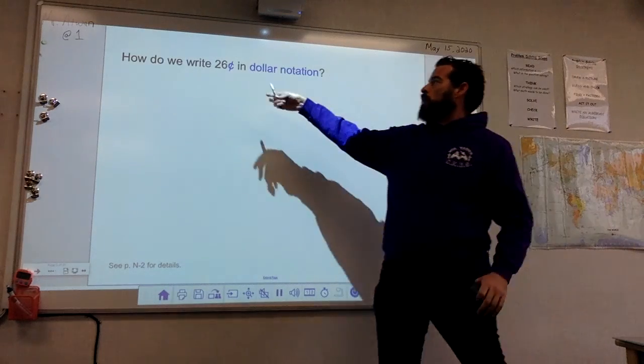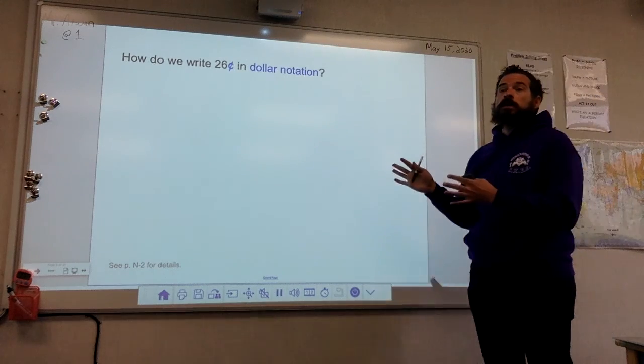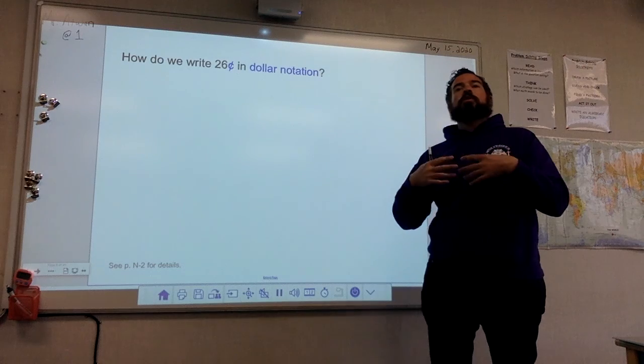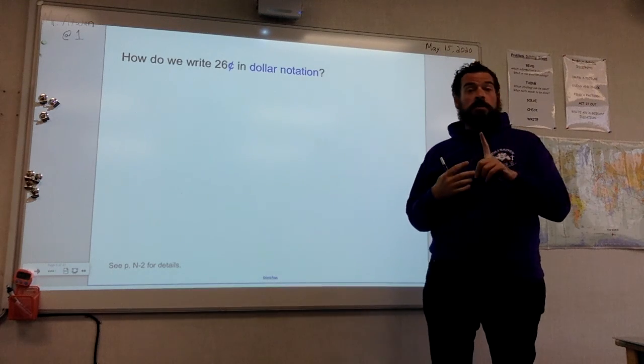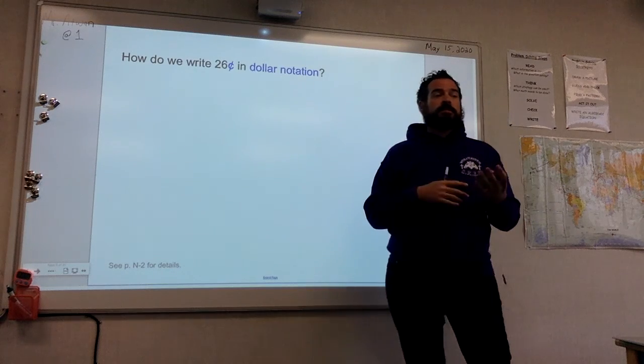Now, I showed you how to write cent notation. Now I'm going to show you how to write dollar notation. So when we're talking about 26 cents, we're really talking about parts of $1. So we're talking about an amount less than $1, and you can see how that's similar to what we've talked about with decimals.